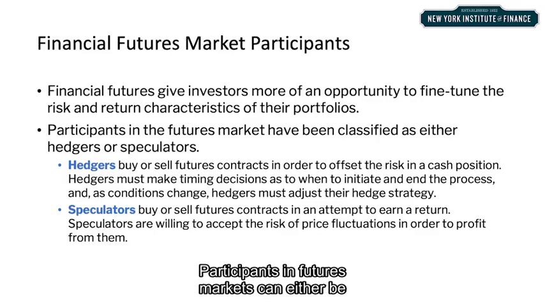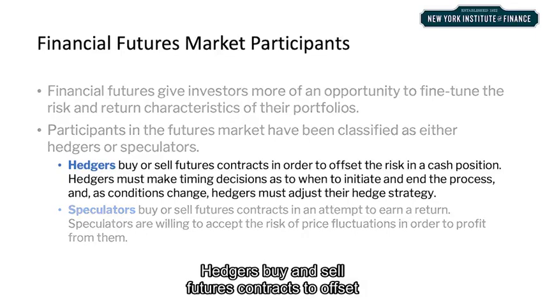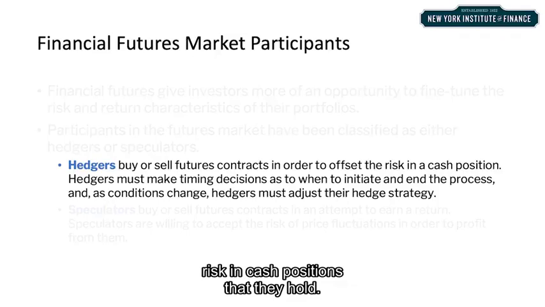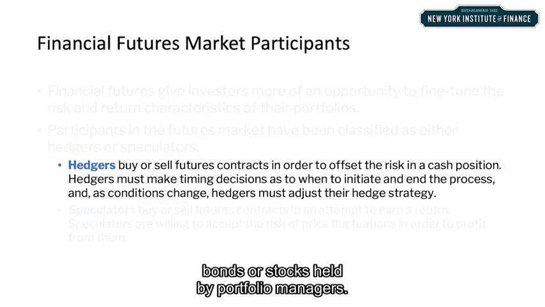Participants in futures markets can either be classified as hedgers or speculators. Hedgers buy and sell futures contracts to offset risk in cash positions that they hold. Cash positions are actual positions in bonds or stocks held by portfolio managers.